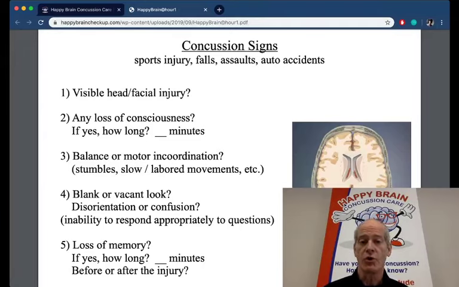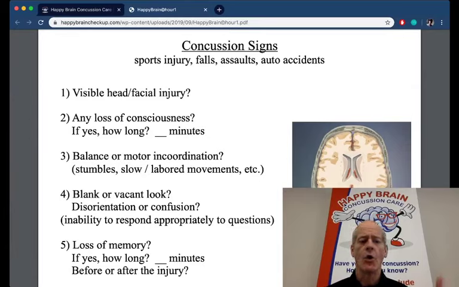Balance or motor incoordination. You see them stumbling, swaying. Well, do you smell alcohol? If you do, they might be drunk. And they might have been drinking and hit their head, and now they have a concussion. And so they could be stumbling, they could have slow or labored movements. If we can combine a balance issue with a head impact or a shaking of the brain, we can pretty much conclude concussion.